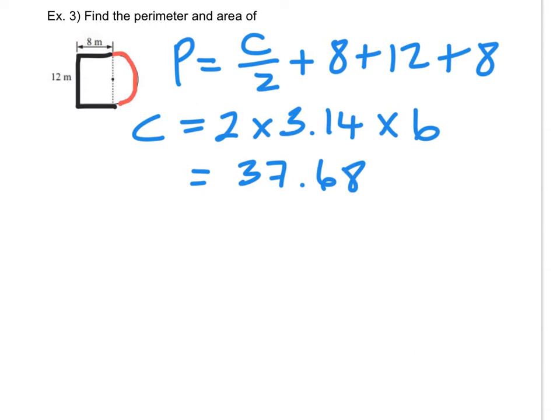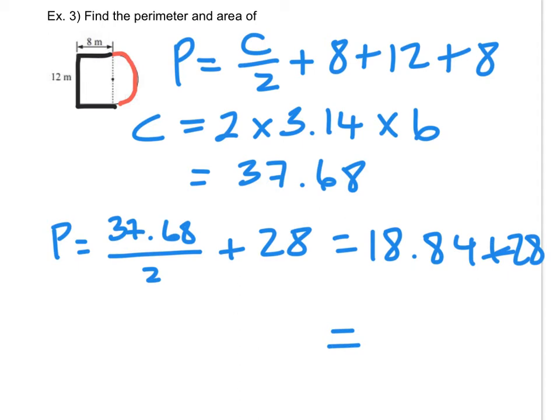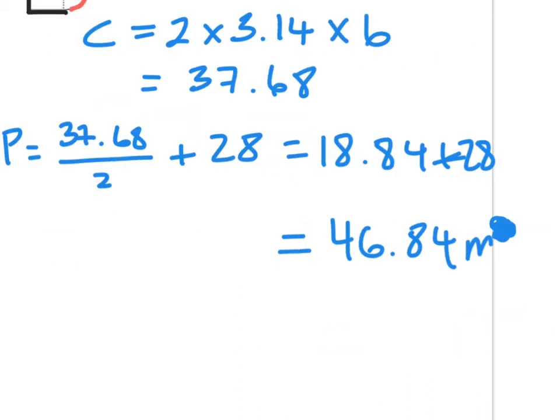So, in order to find the perimeter, you do 37.68 divided by 2, plus 8 plus 12 plus 8 is 28. That's 18.84, plus 28, 46.84. And that's just meters, not meters squared, because it's not area.